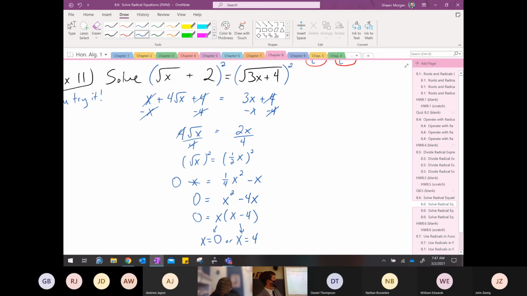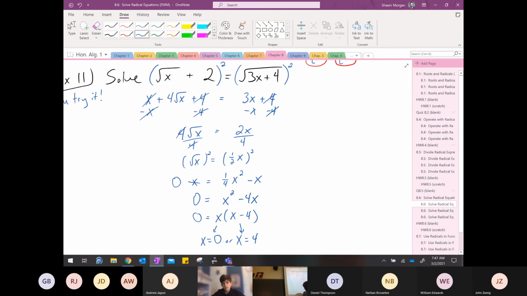So you guys, when we FOIL something like this, square that left-hand side, square the first term, square the last term, double the product. That's our shortcut, okay? And then isolate the new radical. So I subtract x, subtract 4. And at this point, you say, well, wait a minute. You're going backwards to what you said a moment ago.